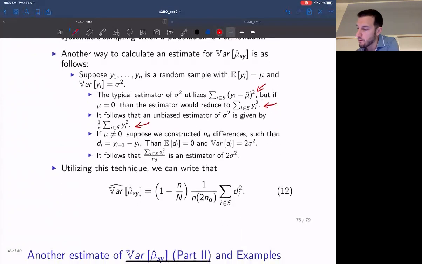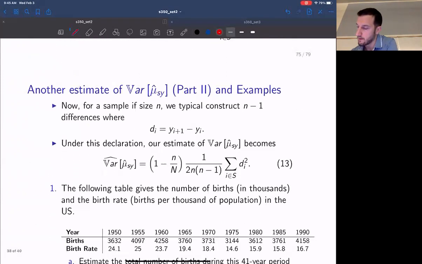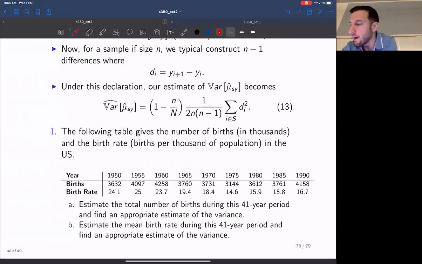And then if we do that, we can write that the variance of the mean estimate is equal to 1 minus little n over capital N, times 1 over n, times 1 over 2 little n_d, times the sum of the d_i squared. All right. Okay. So for a sample of size n, we typically construct n minus 1 differences, where d_i, again, is equal to the difference between successive observations in the data set. And then we write the variation as was shown before.